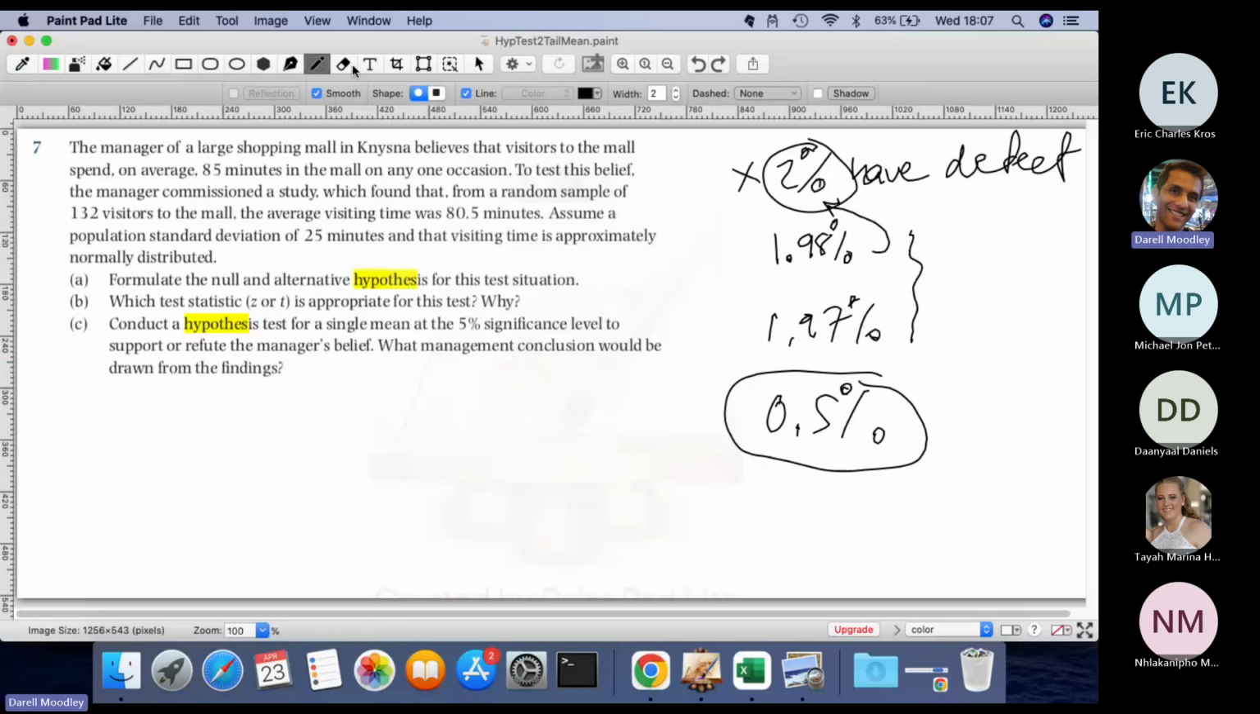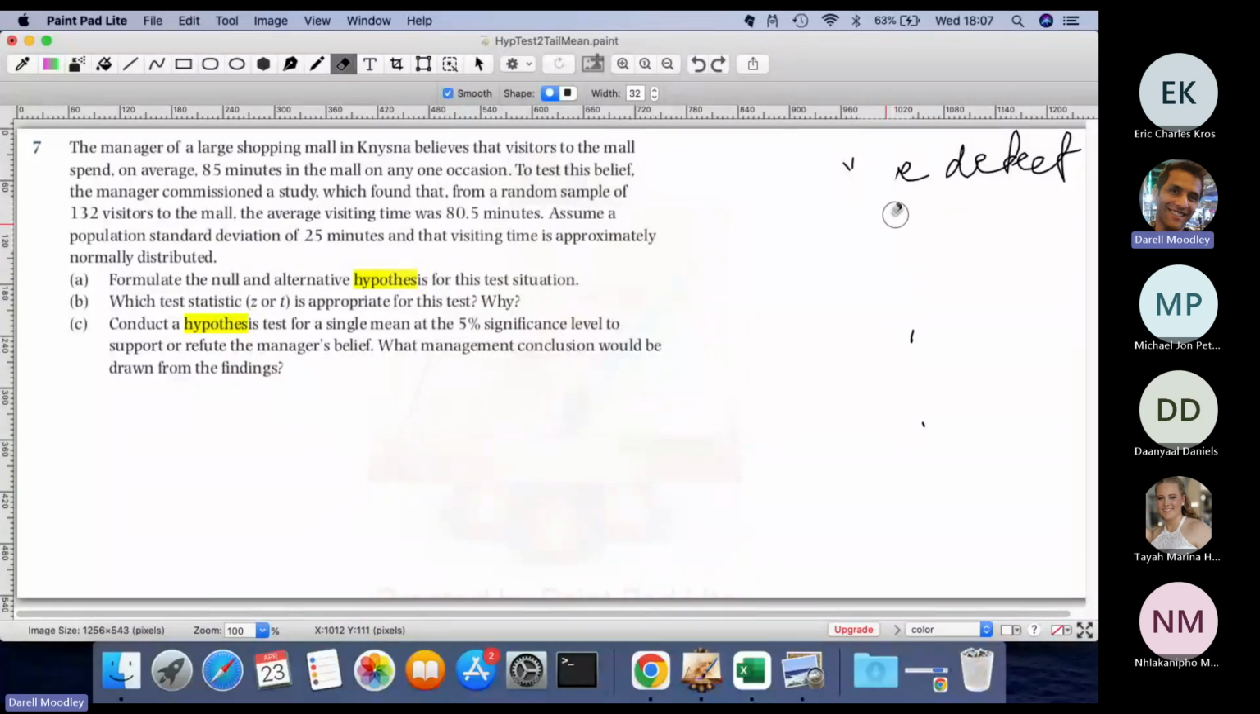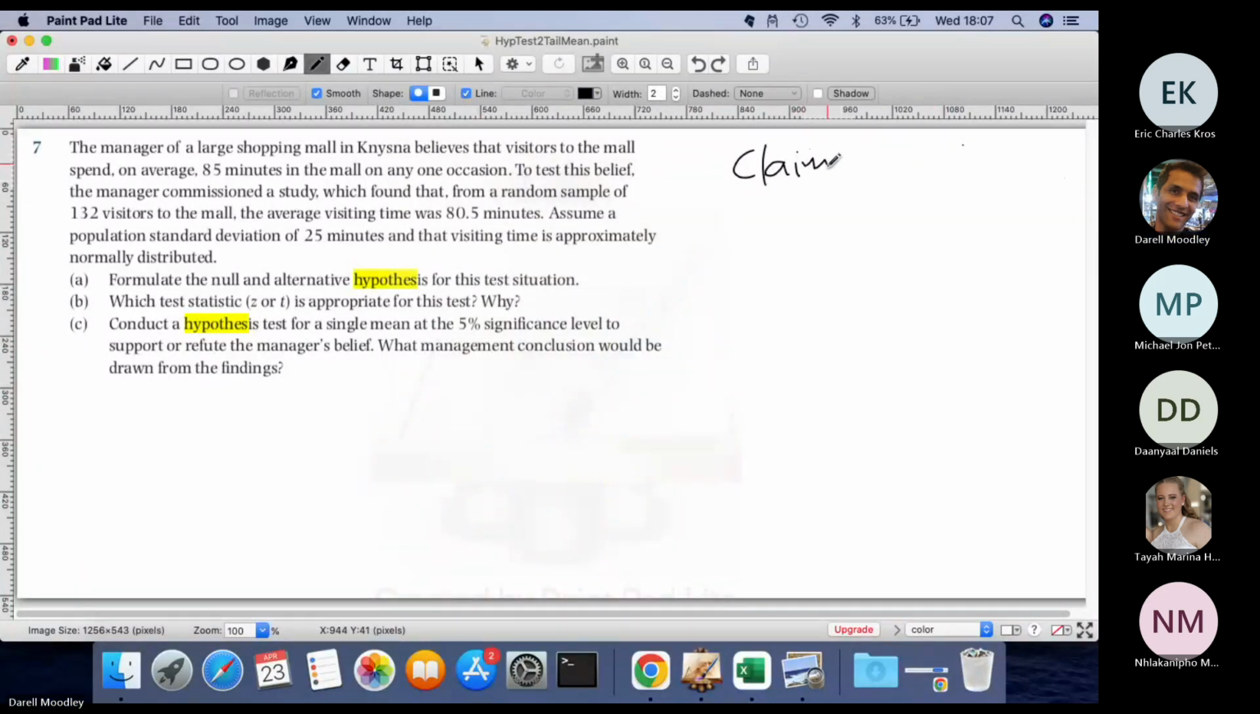Using the same idea, let's look at the shopping example. This manager claims that on average customers spend 85 minutes. So the claim is that the customer spends on average 85 minutes.